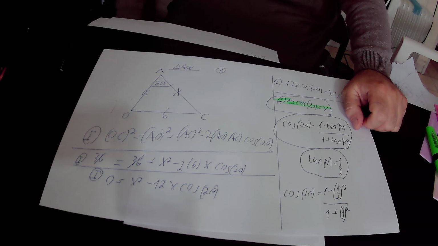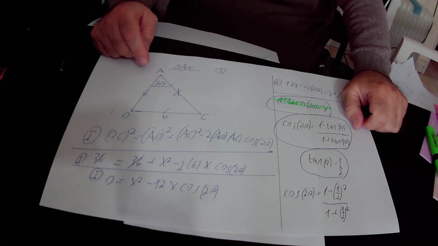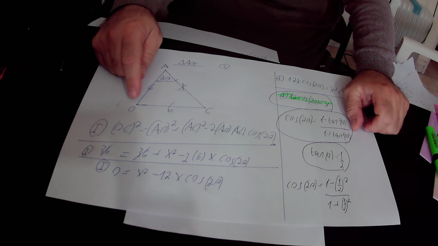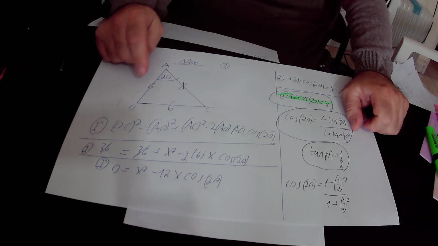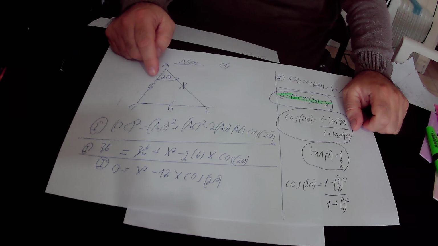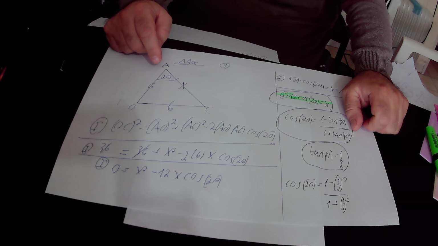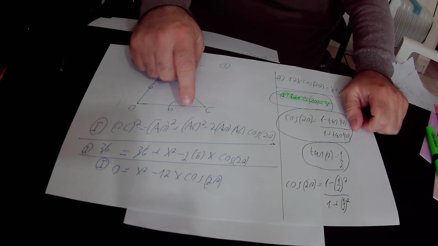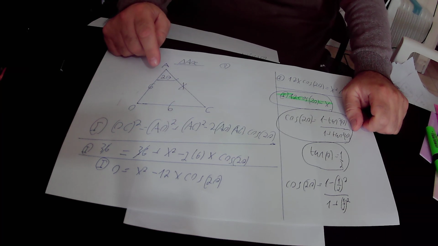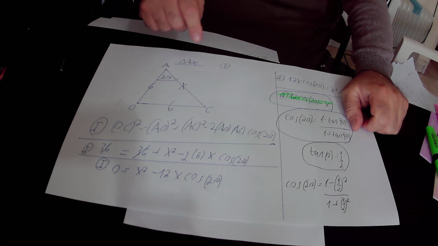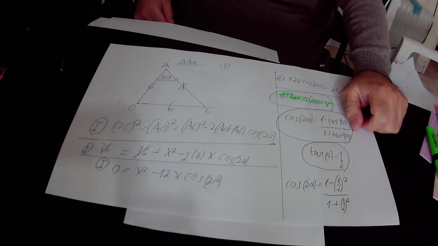Okay, and here OC equals 6 units, therefore OC squared is 6 squared, that is 36. AO is also equal to 6 units, so AO squared is 6 squared, that is 36 also, plus AC squared. AC is x, so AC squared is x squared, minus 2 times AO, that is 6, times AC, that is x, times cosine 2 theta.